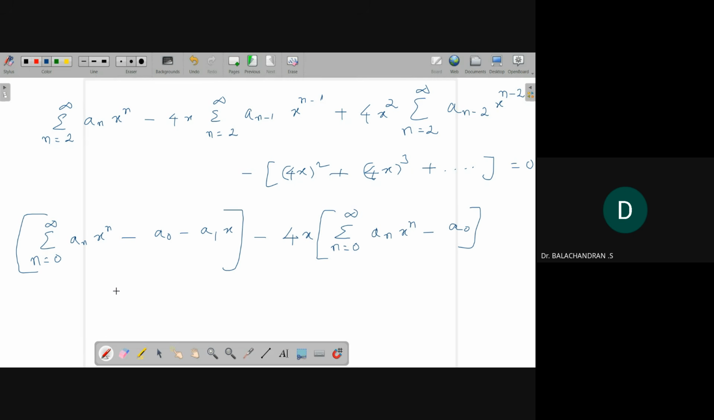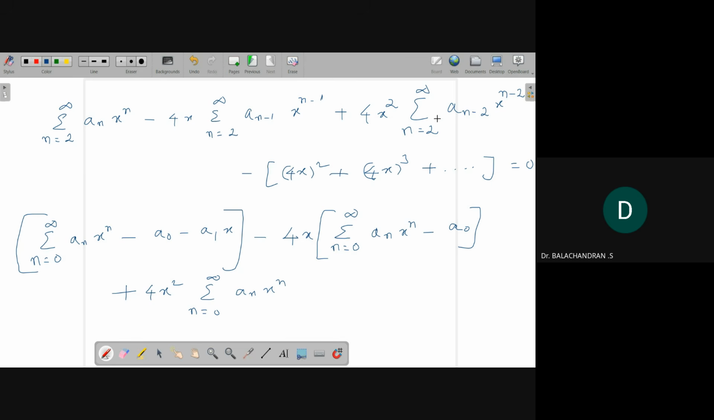Okay, now plus 4x square. So this contains what? From the first term, a naught. This is the first term. A naught x power 0 is 1. N equal to 3 means what? A1x. So this contains everything. So that's why I will write, instead of 2 to infinity a n minus 2 x power n minus 2, I will write n equal to 0 to infinity a n x power n. So both of them are same.